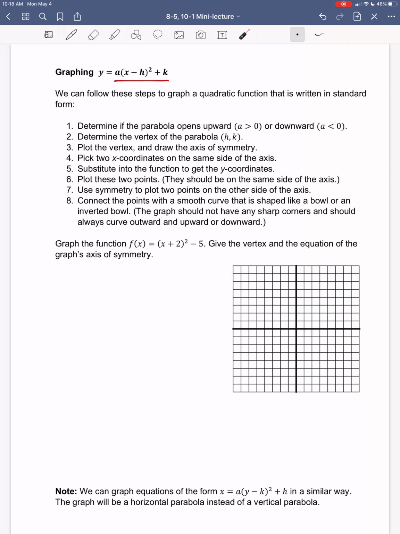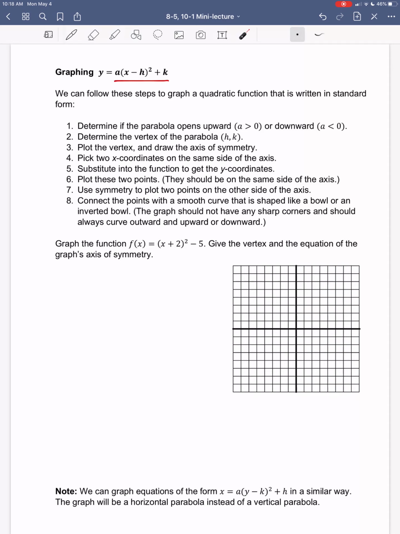I can then plot this vertex, and I always draw the axis of symmetry that goes up and down. Then we can pick two x coordinates on the same side of that axis. I usually go to the left. I usually go to the right. We'll see in the example why I do that. We substitute those x coordinates into the function to get the y coordinates. We then plot those 2 points. They should be on the same side of the axis. Then I can use symmetry to plot 2 points on the other side, right? These have all had symmetry around that vertex.